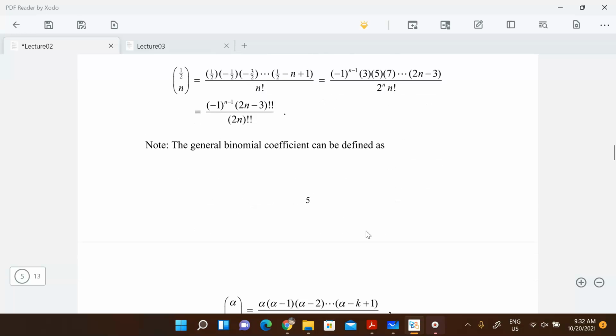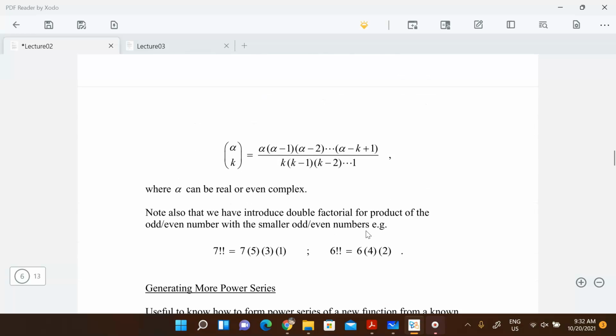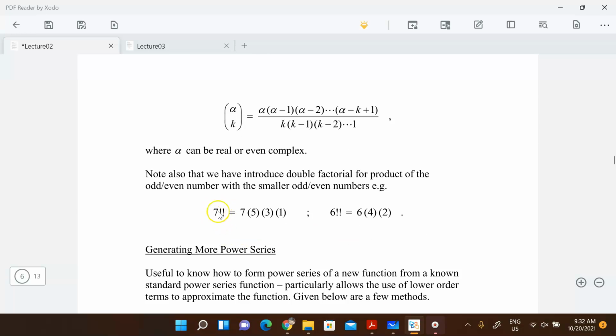What does a double factorial mean? For example, if it's an odd number here, then you just multiply the odd numbers after that. If it's an even number, then you just multiply the even numbers. Okay, so that gives you the idea of a double factorial.